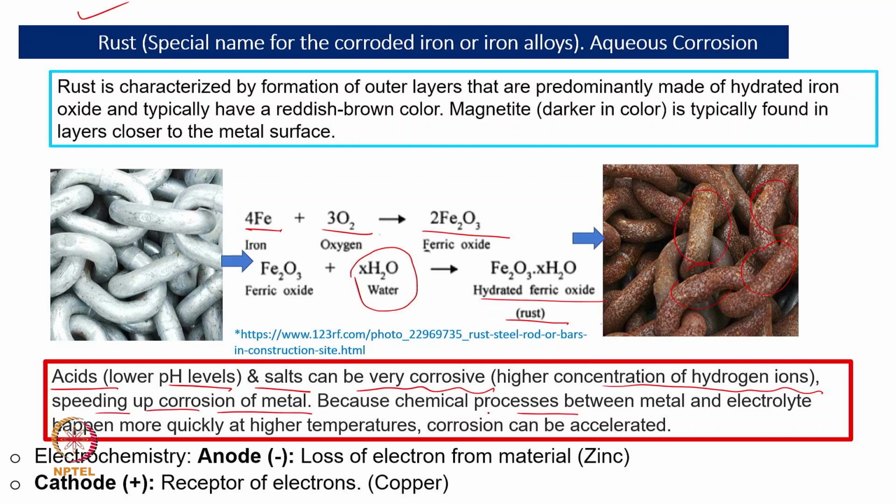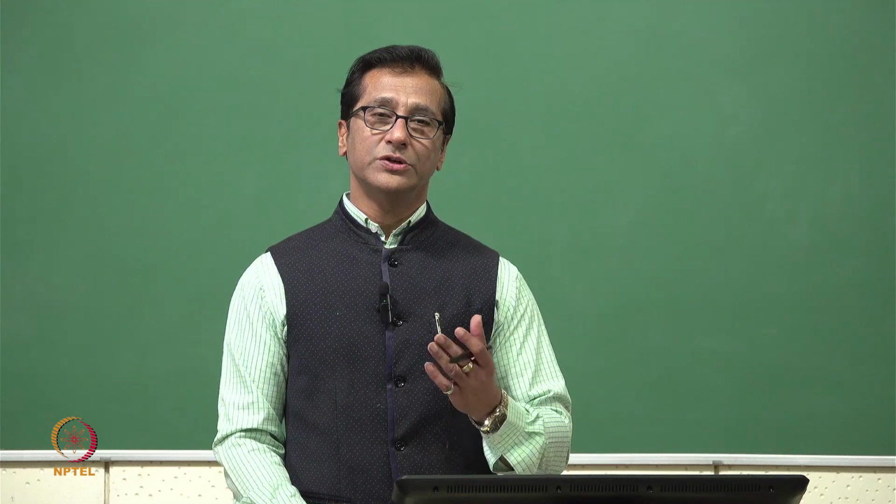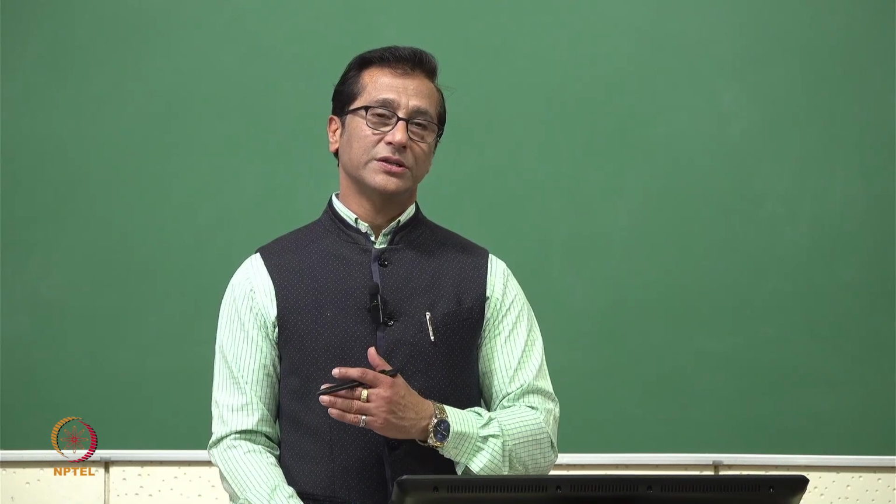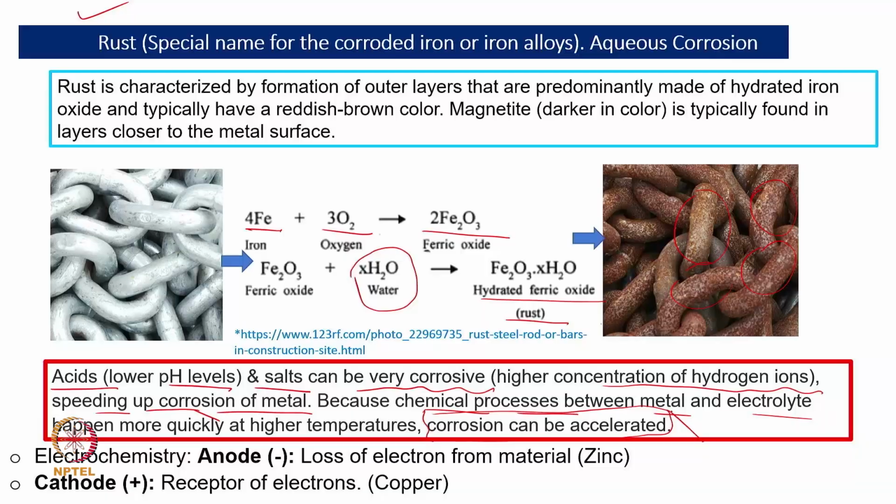Now, the chemical processes between metal and electrolyte happen more quickly as the temperature increases. If you want to check this, you can run an accelerated test and find the accelerated rate of corrosion. Sometimes people want to do an accelerated test and use temperature as one of the criteria: at 30 degrees, what is the corrosion rate? If it were 50 degrees, how much increase in corrosion would happen? So that can be done. However, with an increase in temperature, there will be acceleration in this case.